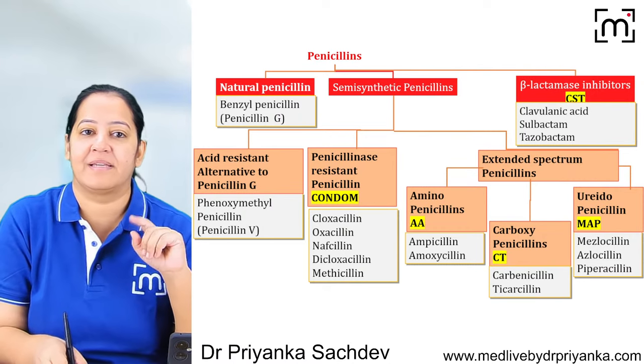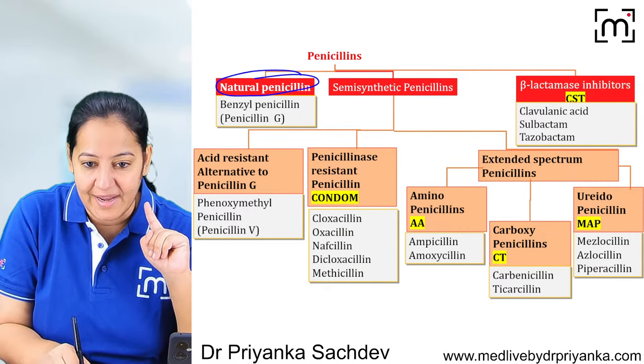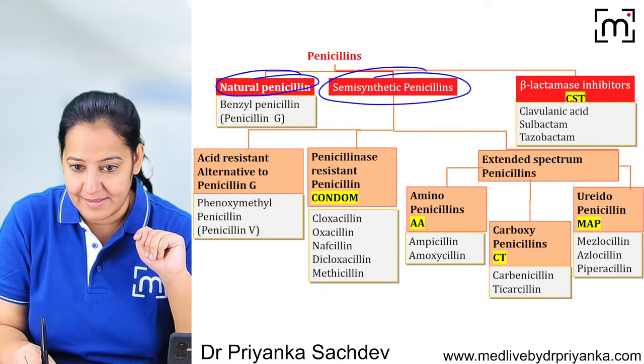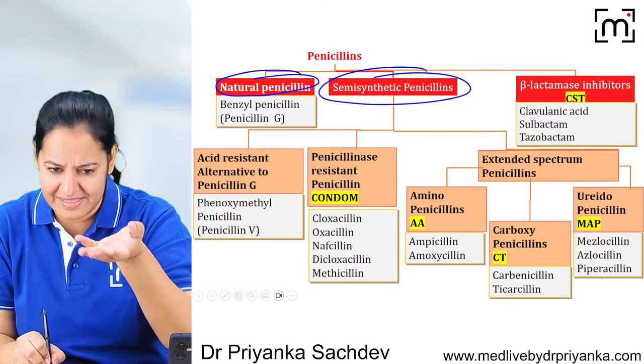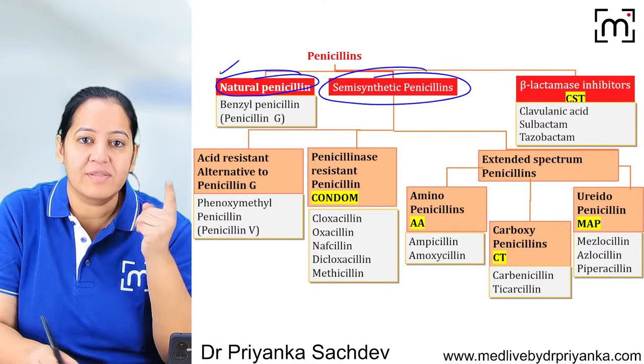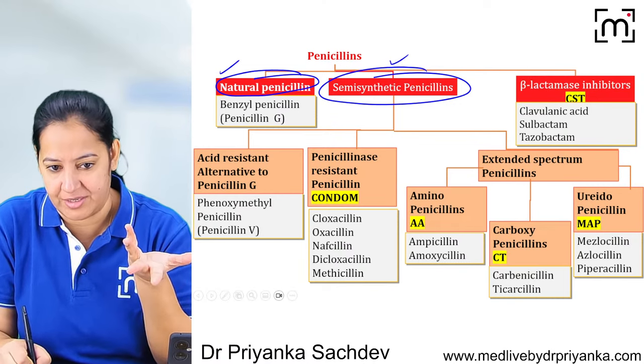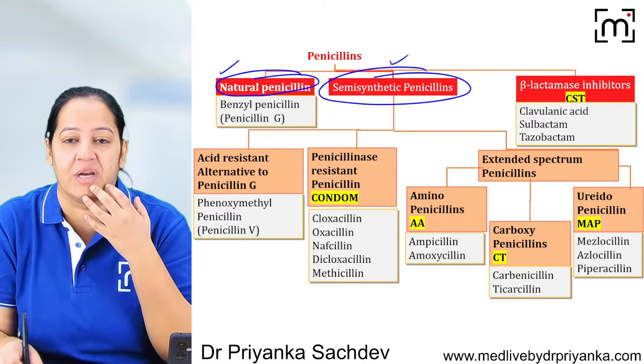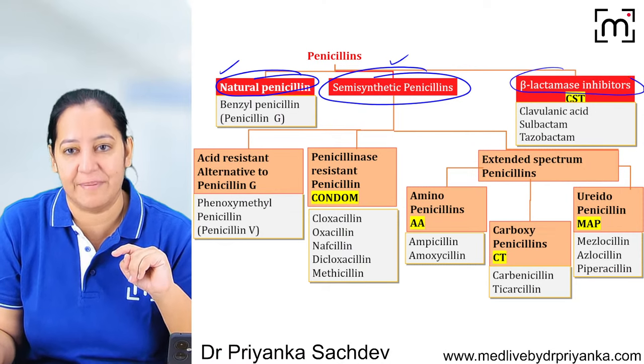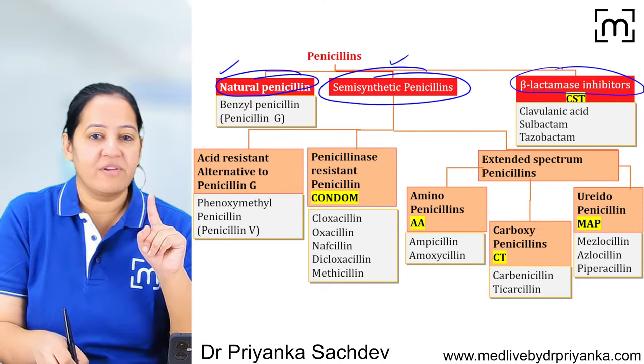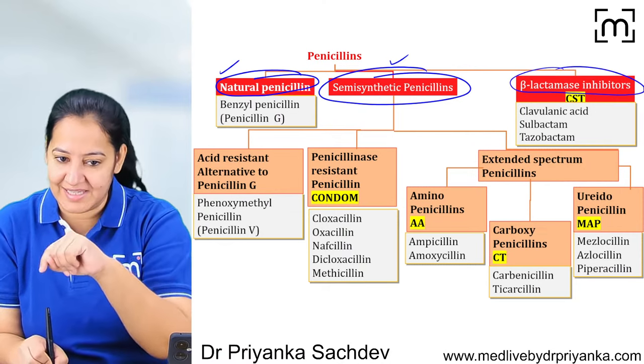There are three types of penicillin. Natural penicillin and synthetic penicillin. This is natural, this is synthetic, semi-synthetic or synthetic, meaning artificial. These are man-made. And the third is beta-lactamase inhibitor. I will explain that also. So learn first these two categories, natural and synthetic.